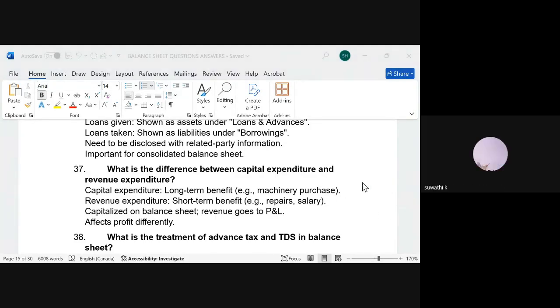This is a favorite question. Please understand properly. Capital expenditure is long-term benefit, example machinery purchase. Revenue expenditure is a short-term benefit, example repairs, salary. Capitalization on balance sheet. Revenue goes to profit and loss account. Affects profit differently. Capitalization will not affect profit, whereas revenue expenditure will affect the profit.